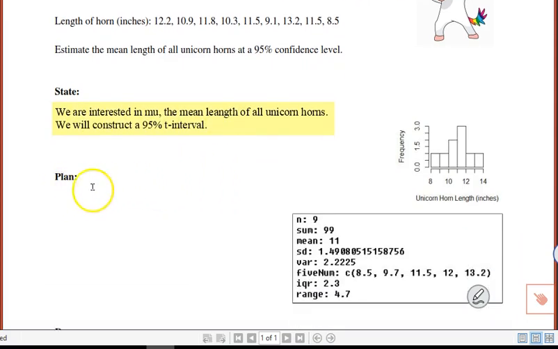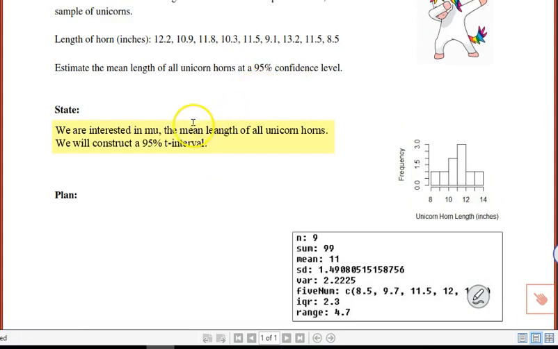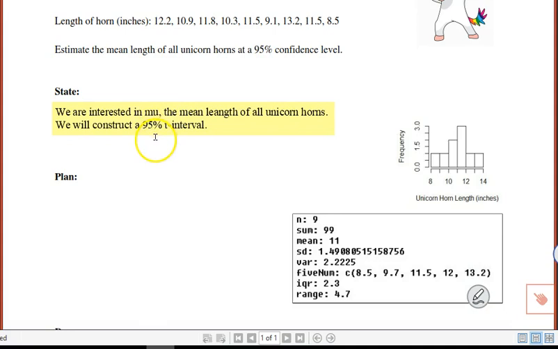Next, in terms of making a plan, we want to make sure that the situation or the environment or the data meets the criteria to be able to do what we want to do. We have to make sure that if we plan to carry out a T-interval, that we actually are able to do that. So it's the same criteria we've been working with.